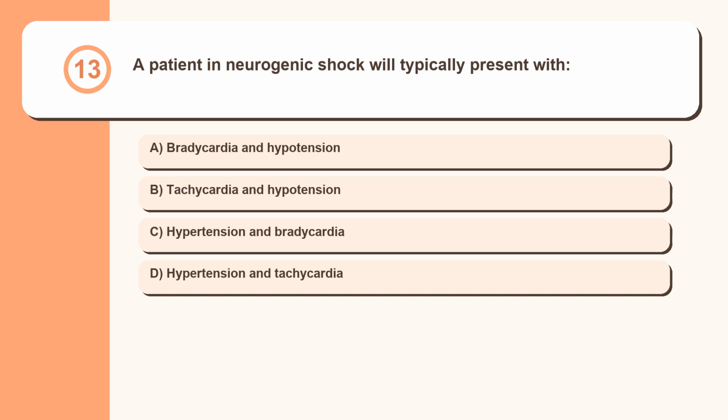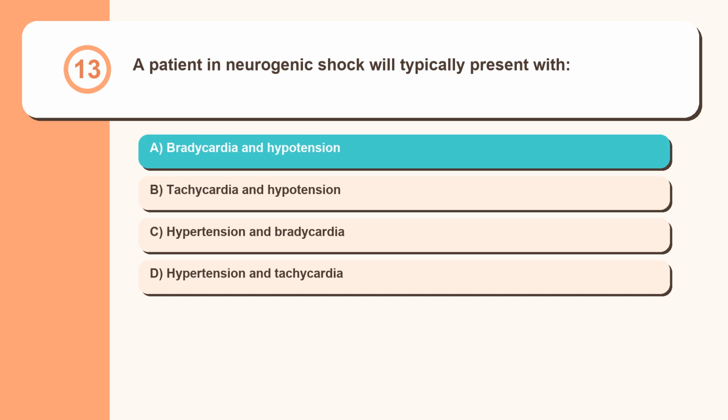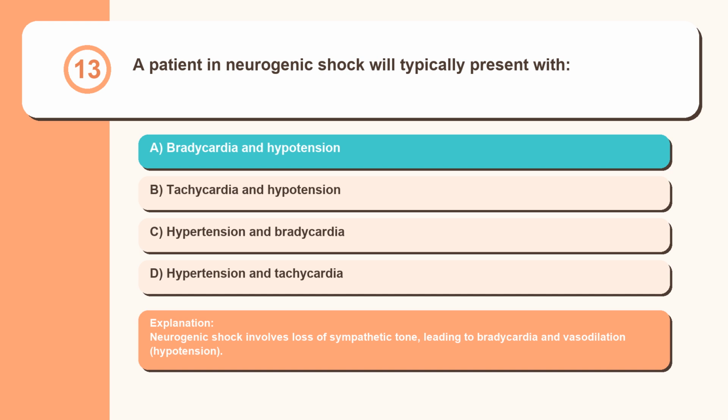Question 13. A patient in neurogenic shock will typically present with bradycardia and hypotension, tachycardia and hypotension, hypertension and bradycardia, hypertension and tachycardia. Neurogenic shock involves loss of sympathetic tone, leading to bradycardia and vasodilation, hypotension.